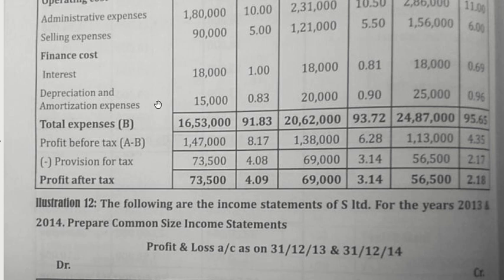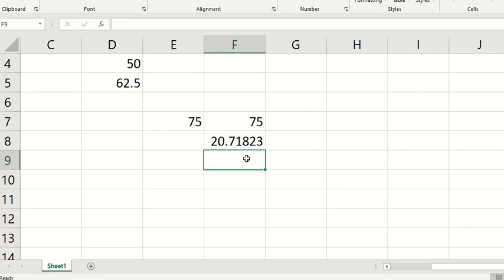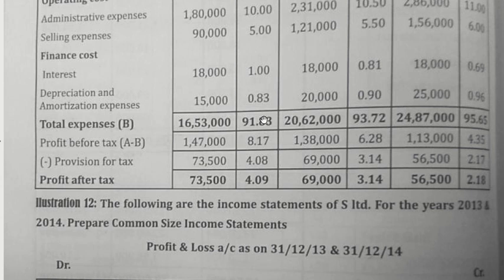Total up all your expenses, you get 16,53,000, 20,62,000 and 24,87,000. This percentage can be calculated normally. So 16,53,000 divided by that year's revenue from operation, it is 18 lakhs, into 100, which you get 91.83. So like that you can calculate for each year.